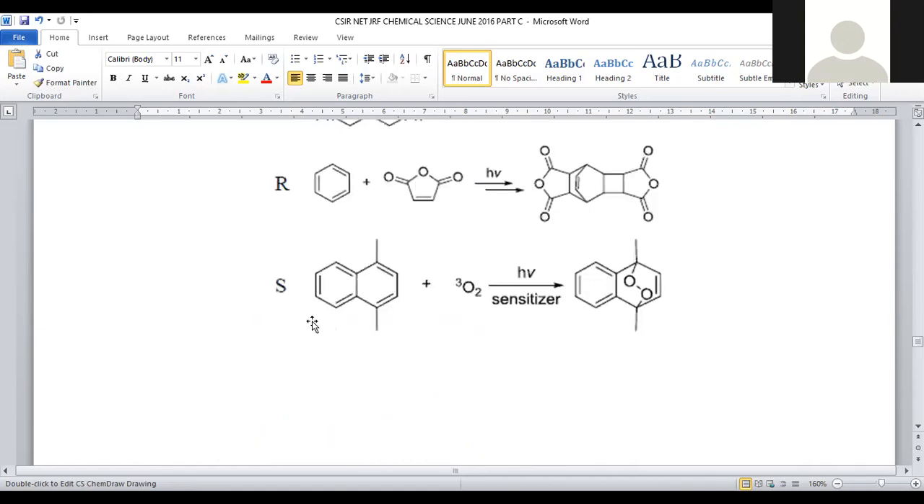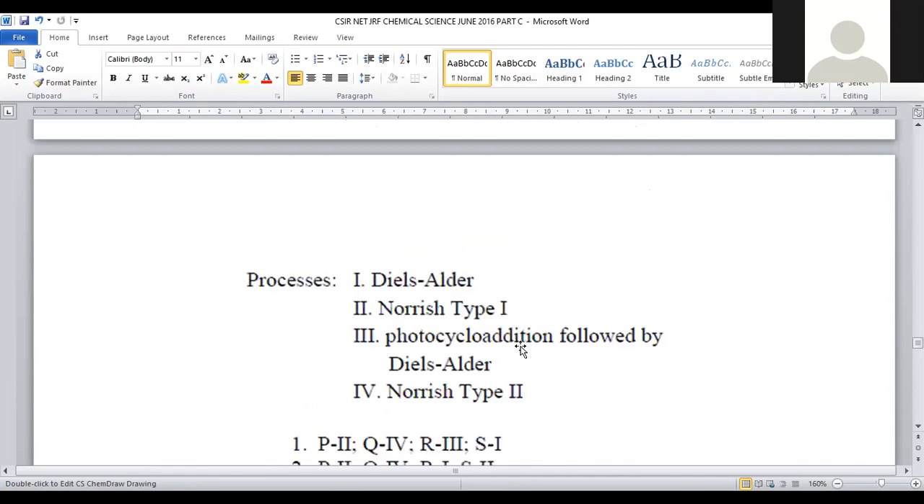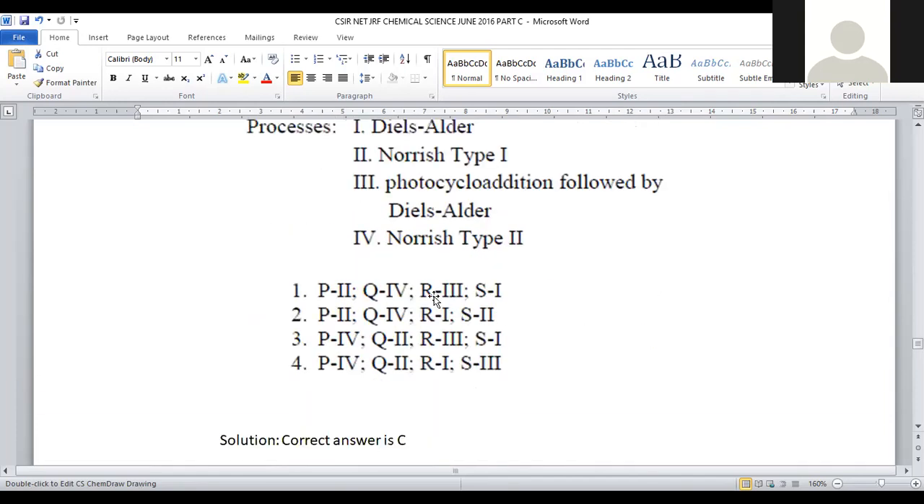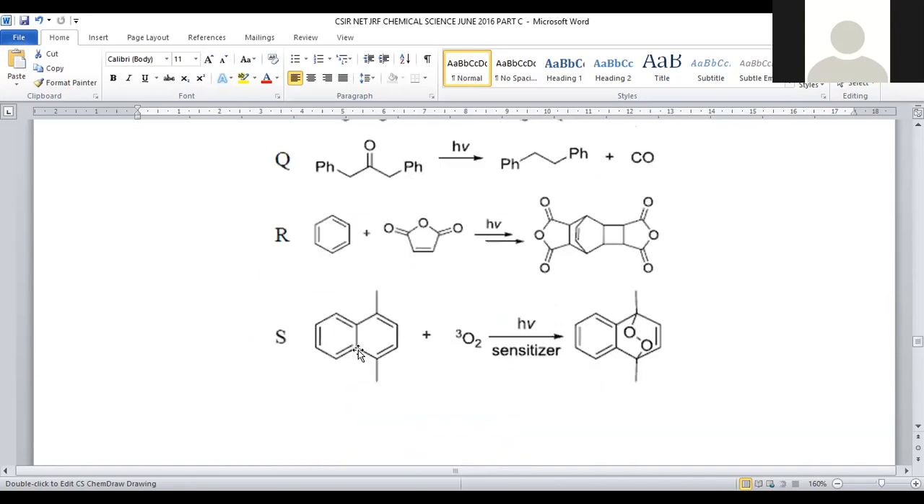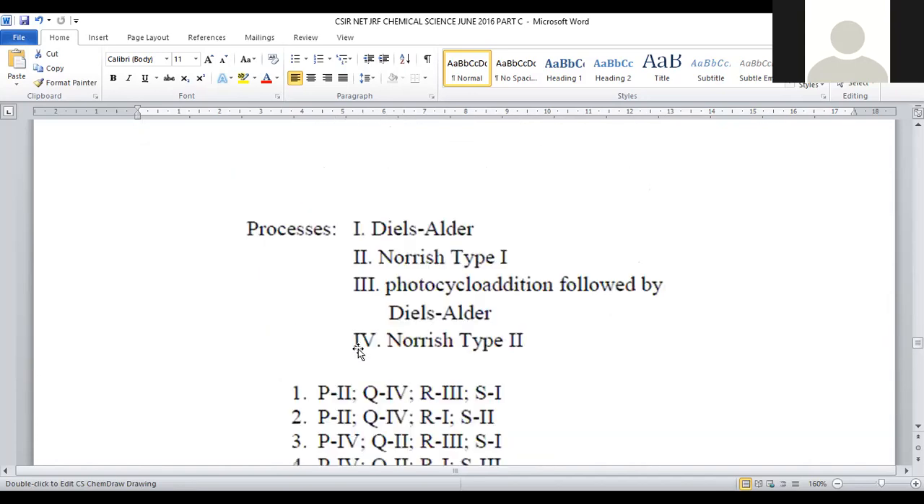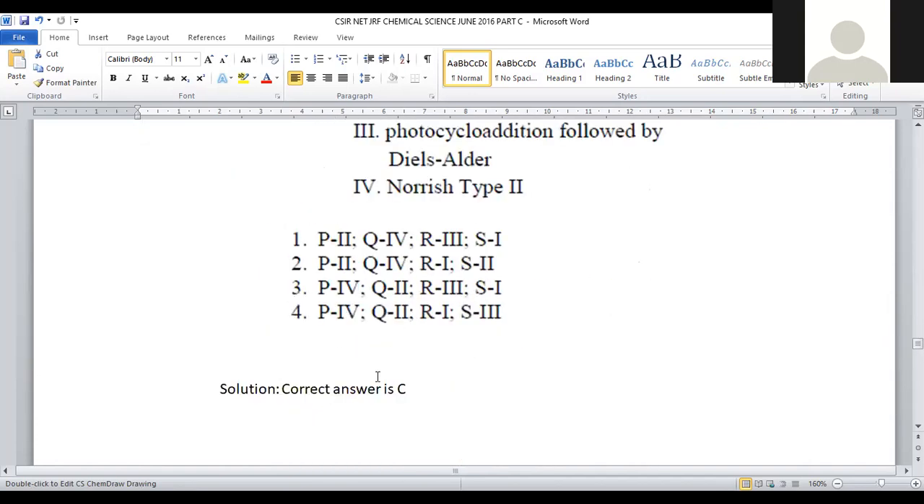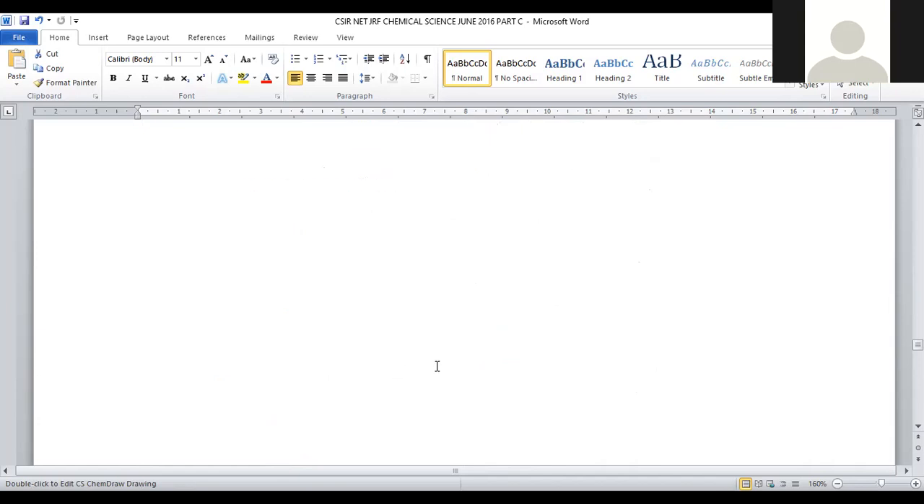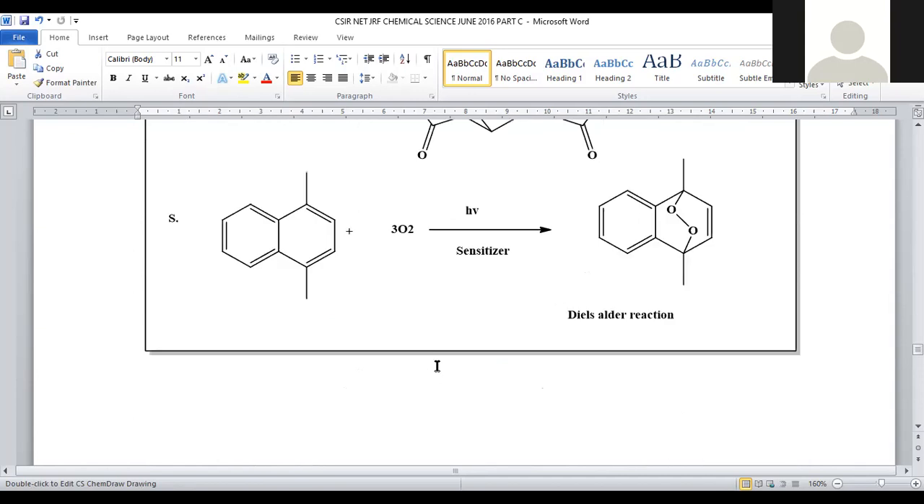Let us move on to the last one also. This naphthalene with oxygen is a kind of Diels-Alder reaction. So S with 1 is also provided. All are matching exactly in option number 3. For question number 106, option number 3 is the correct answer. All are named reactions. All belong to photochemistry only, right? Let us move on to the next question.